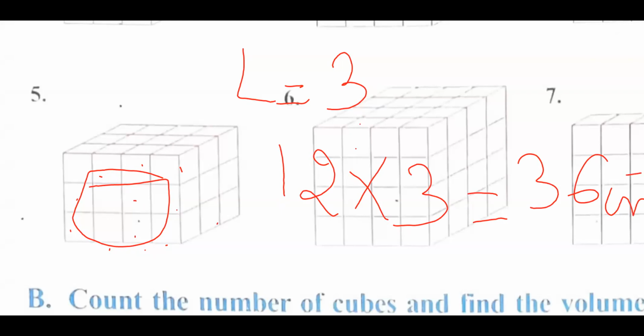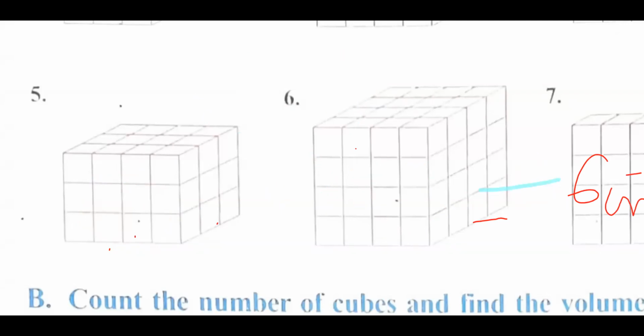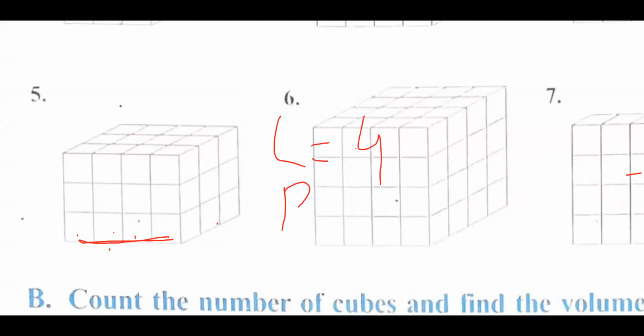Clear, Soham? Now, Soham, can you tell me with the formula also, beta? Let us do it by formula as well. Ma'am, length multiply breadth multiply height. Very good. So what is the length here? 3 centimeter. Wait, 3 or 4? 1, 2, 3, 4, na? This is the length. How many cubes are there in length? Ma'am, 4. And how many in breadth? Ma'am, 3.